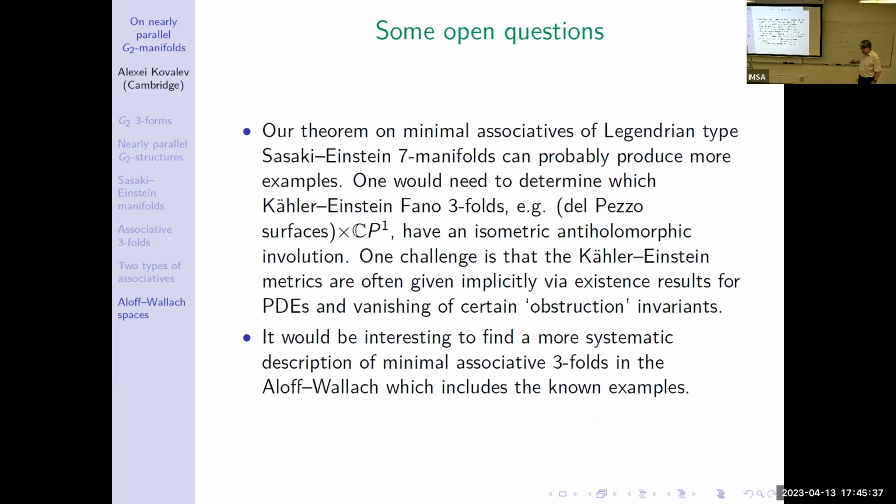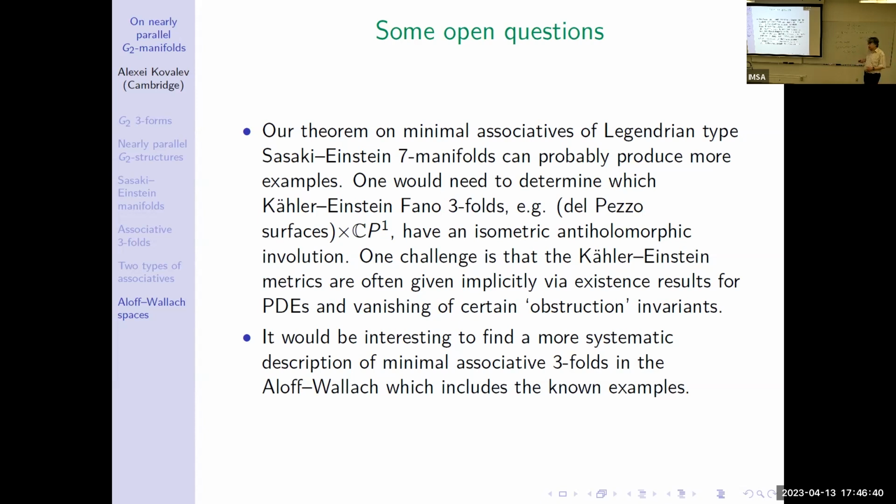I'll mention on the last slide something which I would still hope to understand better. So one relates to the examples of the Sasaki type submanifolds. Like I said, the challenge was to find the isometric and the holomorphic involution. For example, I could do it for P3, but for P4 and higher, first of all, it's not always true that all Fermat threefolds or twofolds have a Kovalev Einstein metric. But even if it is, it's not clear whether it will have an isometric and holomorphic involution, because the metric often is given implicitly by existence results for a solution of a PDE. So that remains a bit of a challenge.